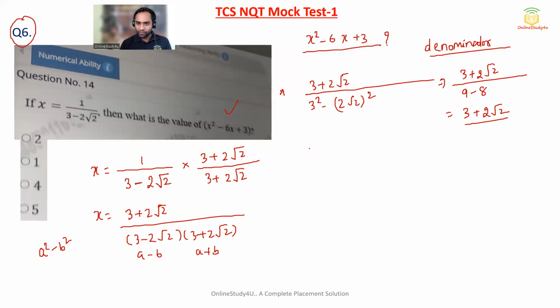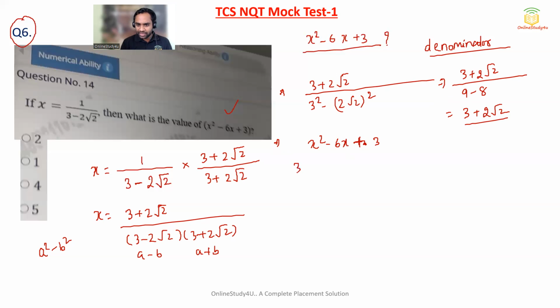Then now we need to find out x square minus 6x plus 3. The first thing which I will tell you, my dear friends, is do not get afraid in the exam. Mathematics is a subject, aptitude is a topic, which you should enjoy from inside.